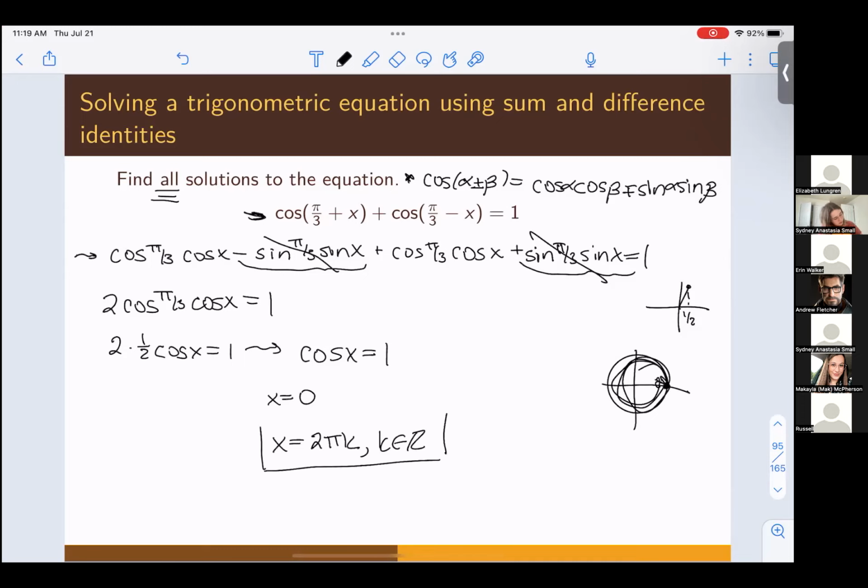Technically, if you wanted to write it out how we have been, it's 0 plus 2 pi k, but we don't need to attach a 0 to it, because who cares about adding 0. We can just write 2 pi k, where k is an integer. Questions on this one?